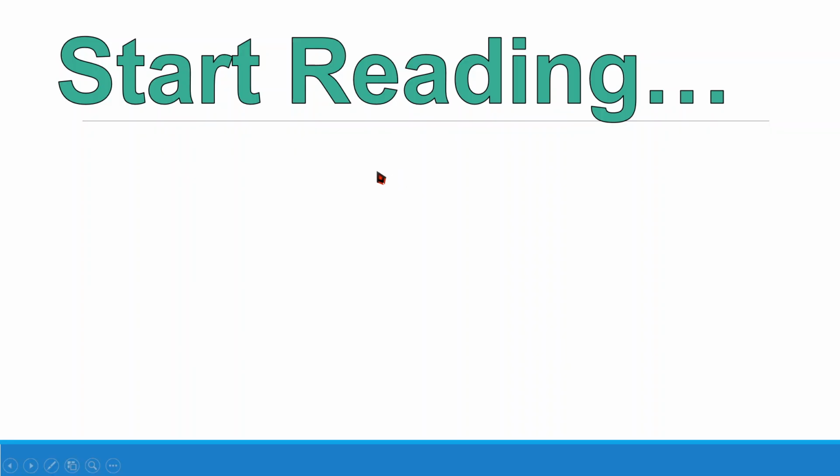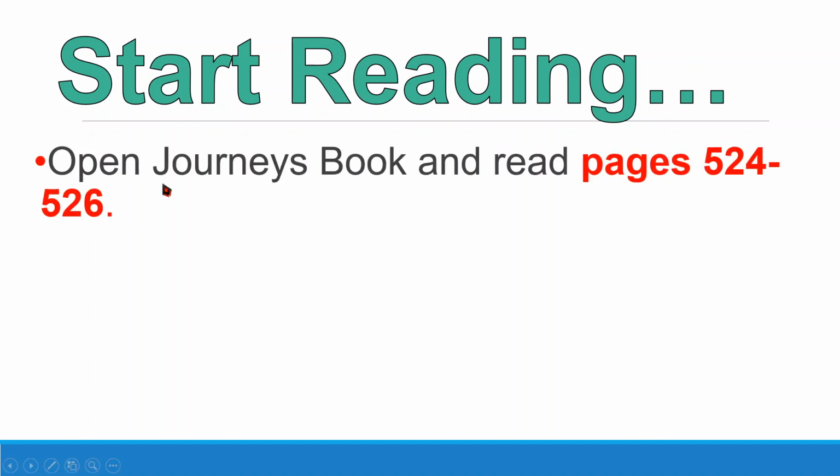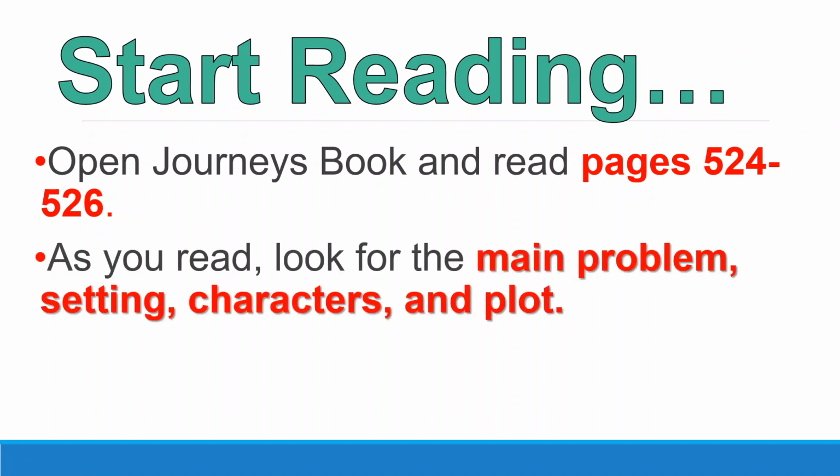Right now, once you're done with the vocabulary audiobook, let's start reading. I want you to open your Journeys book and read pages 524 to 526. This is part 1. I am requiring you to read 3 pages of the story, The Hero and the Minotaur. As you read, you're going to look for the main problem. What's the problem in these 3 pages? You're going to look for the setting, what place, and the characters. You're going to list the characters and what they are doing in the story, and a short plot.